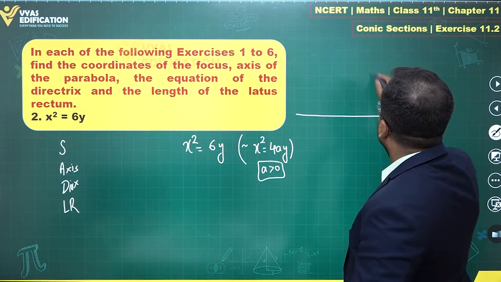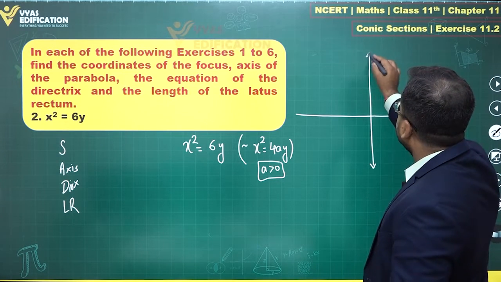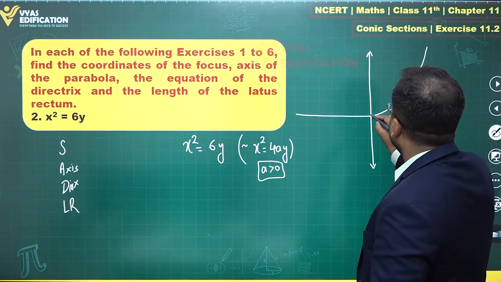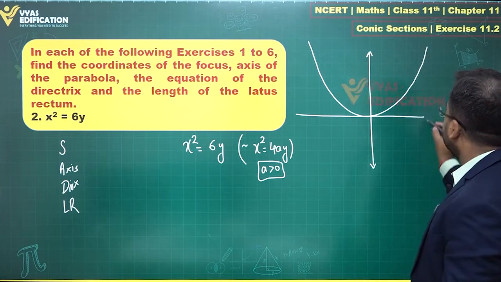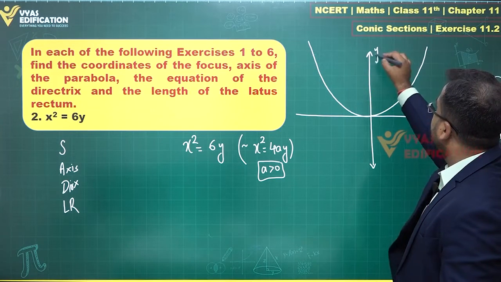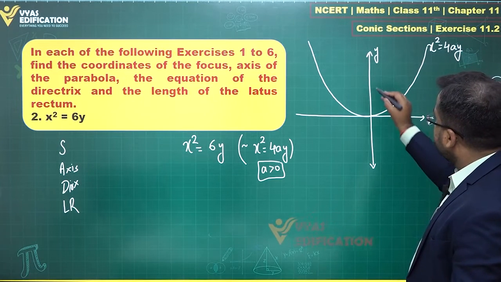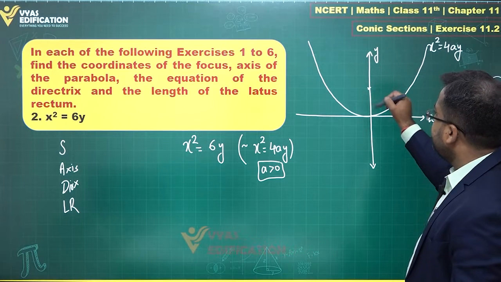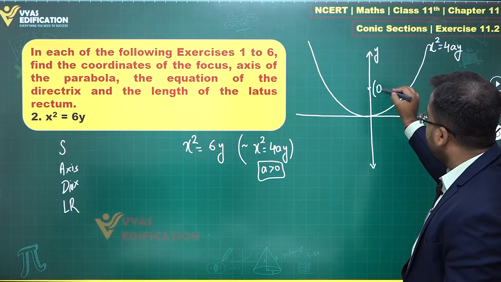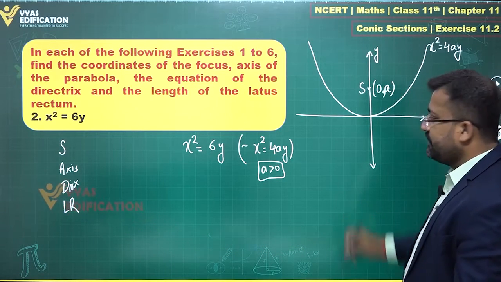Right. Let's try to draw the diagram first of this. So this is what the diagram will look like. Okay, this is x square is equal to 4ay. For this, the focus will lie over here, and the coordinates of the focus will be a units above this. This is 0 comma a. That's the focus, right?